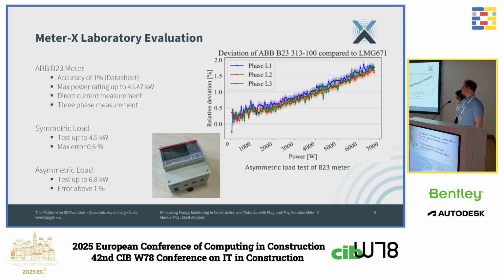We also, of course, wanted to understand if that is really the case, and we tested it with two types of loads: a symmetric load and an asymmetric load. For the symmetric load, we went up to 4.5 kilowatts of the up to 43 kilowatts that the device can actually measure. For the asymmetric load, we went up to 6.8. Right now, we only show a picture of the asymmetric one because that has the worst results.